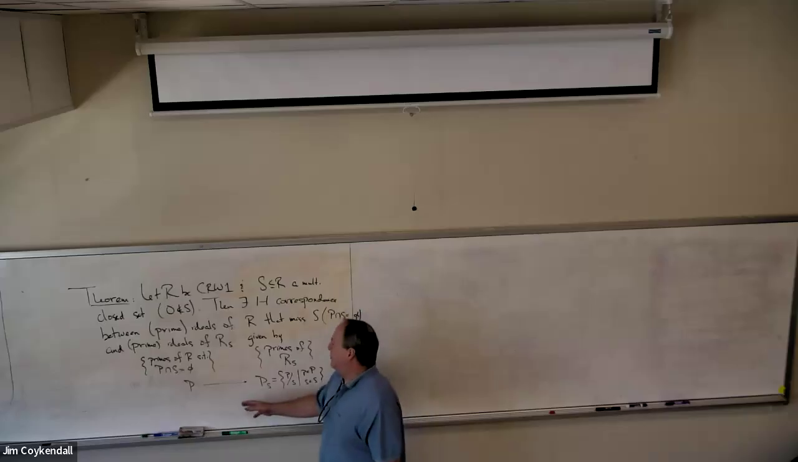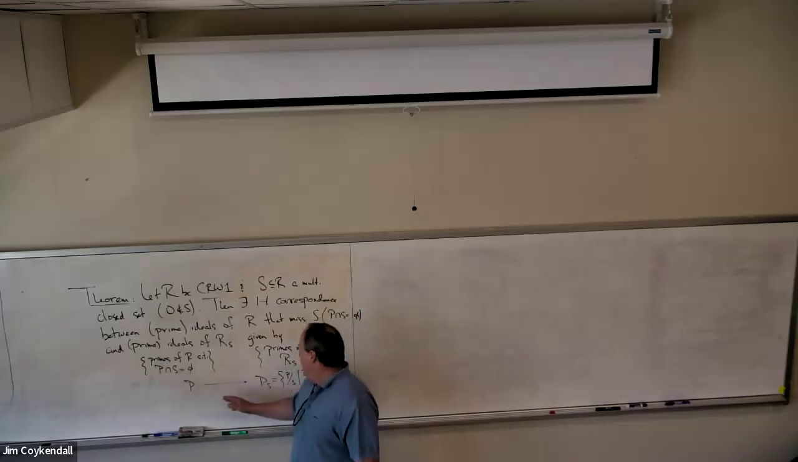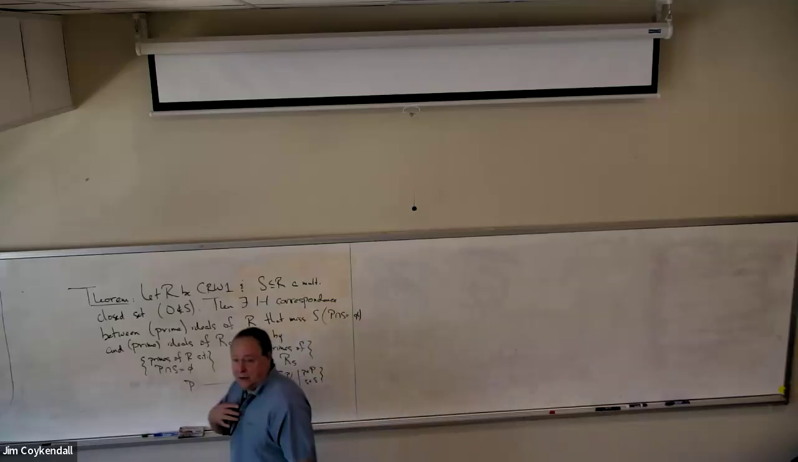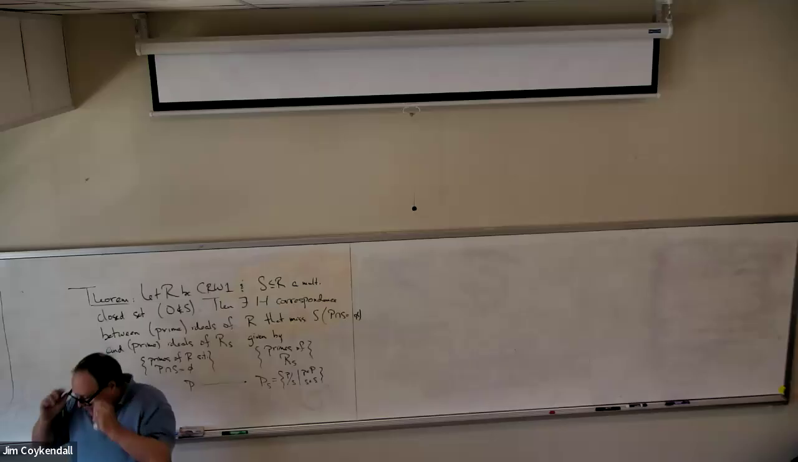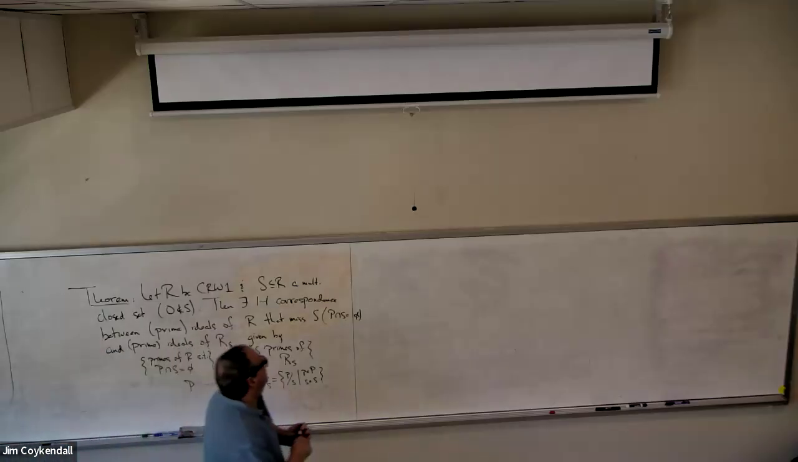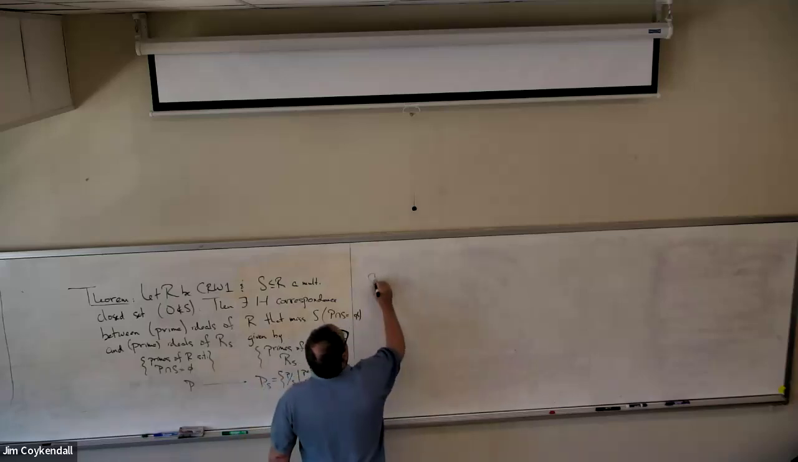You might wonder, what happens if P is a prime that hits S? Then what happens is this blows up. This becomes the whole ring. So it's not a proper ideal anymore. Let's at least give an idea of why this is true. So, a sketch.